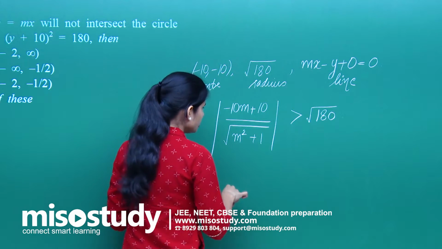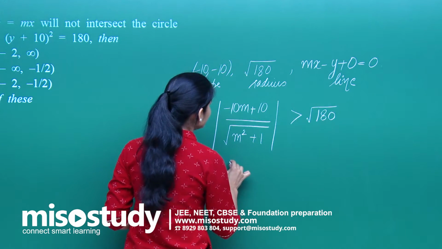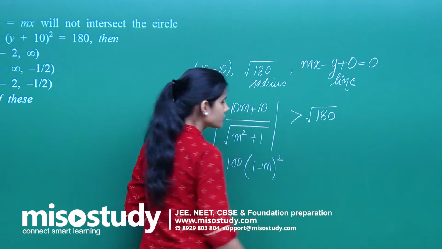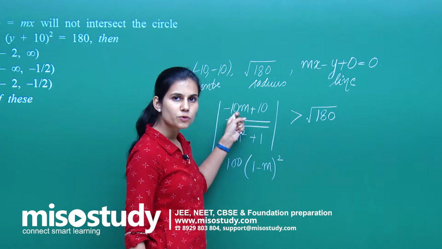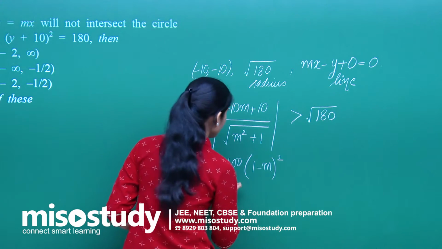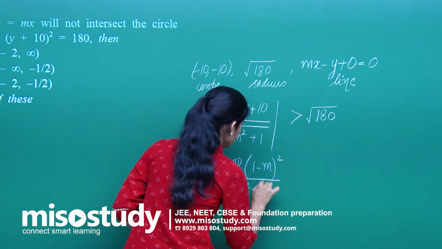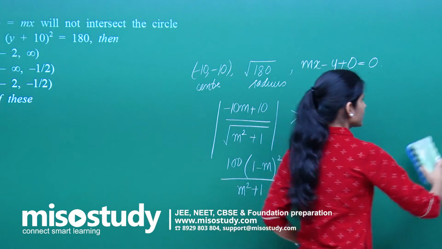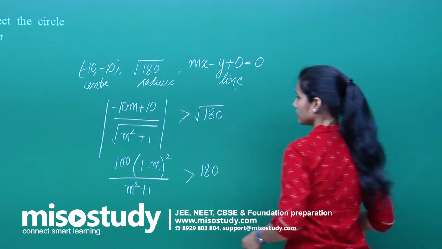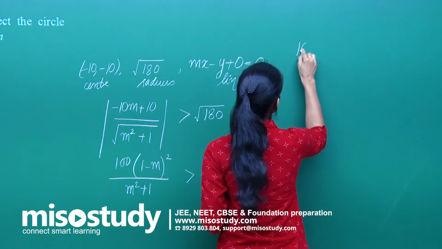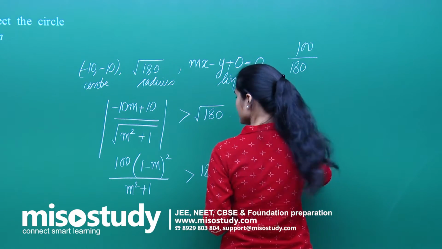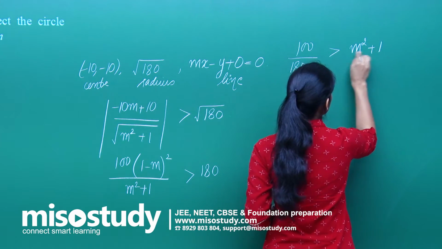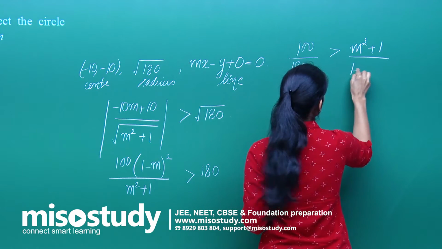Fine. So what you get from here is, if you square both sides, you basically get 100, because 10 comes out common, you square it, you get 100, 1 minus m whole square whole upon m square plus 1 is greater than 180. So next what you get is, 100 upon 180 is greater than m square plus 1 upon 1 minus m whole square.